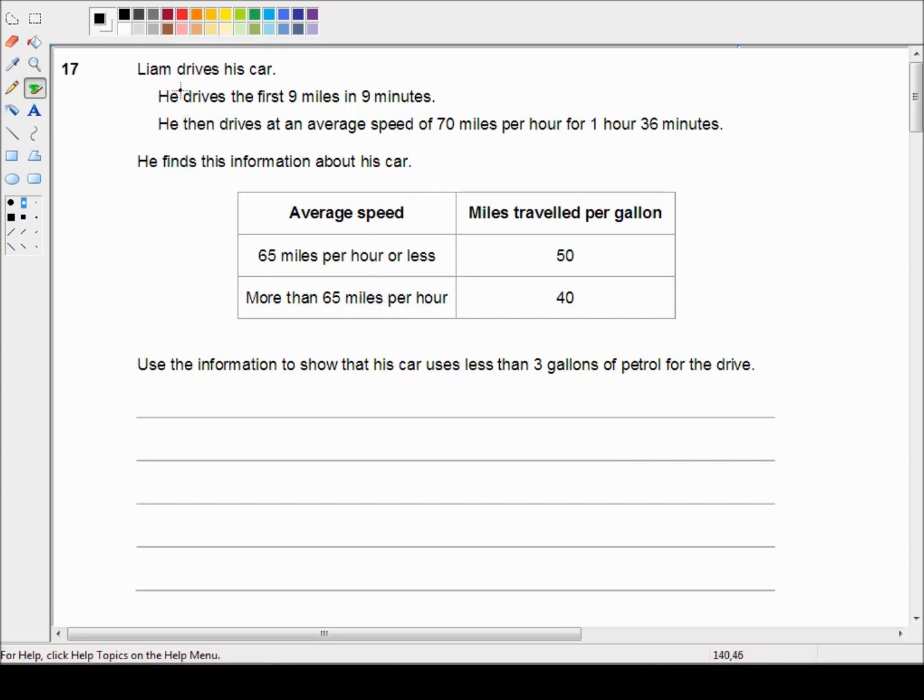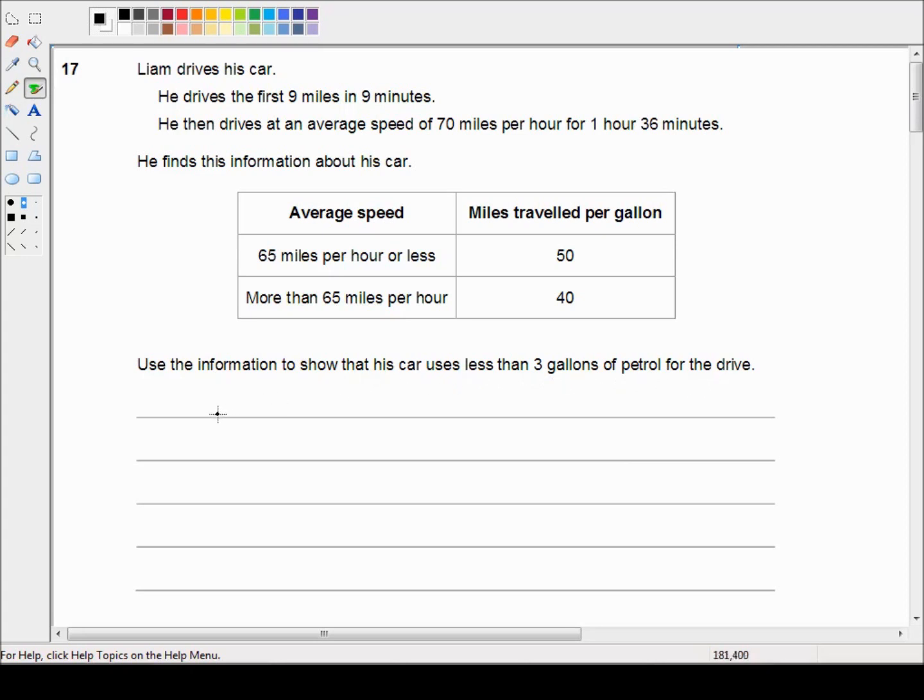So in the question, Liam drives his car. He drives the first 9 miles in 9 minutes. He then drives at an average speed of 70 miles per hour for 1 hour and 36 minutes. He finds this information about his car: 65 miles per hour or less, 50 miles per gallon; more than 65 miles per hour, 40 miles per gallon. Use this information to show that his car uses less than 3 gallons of petrol for the drive.